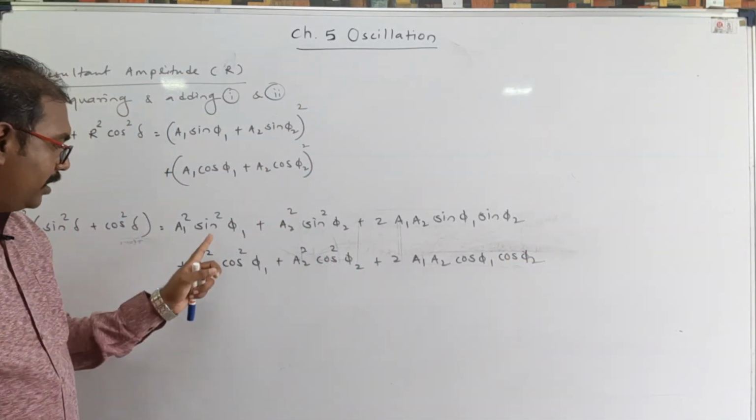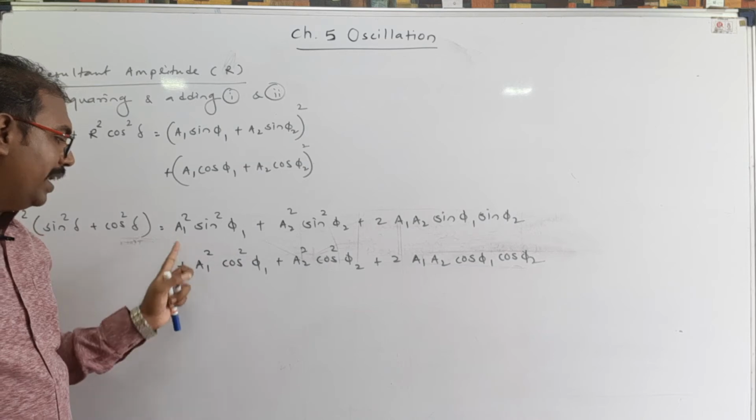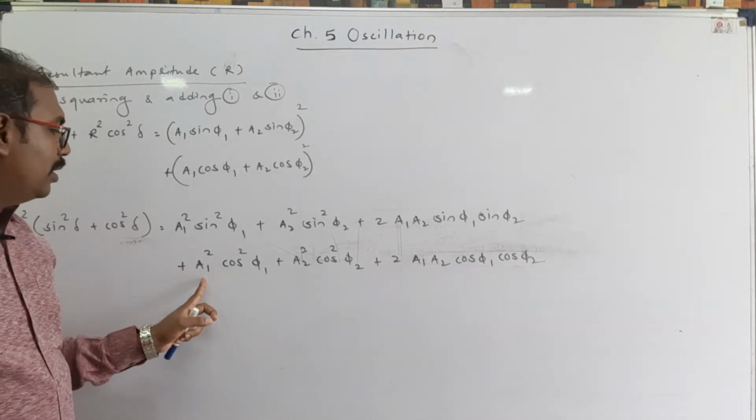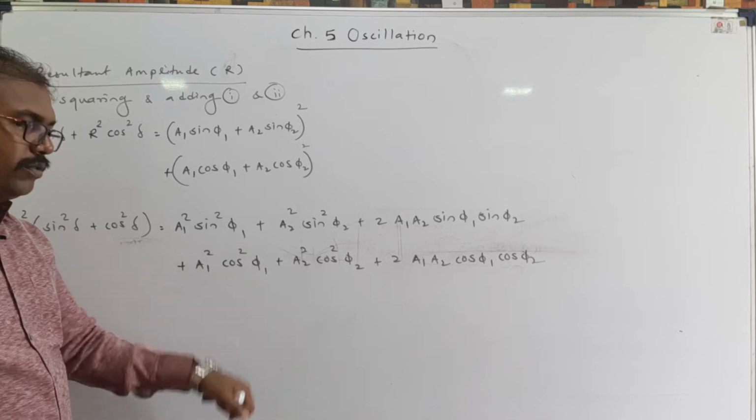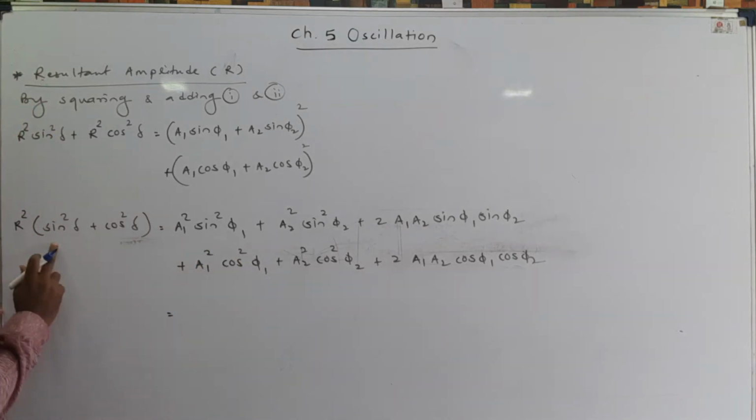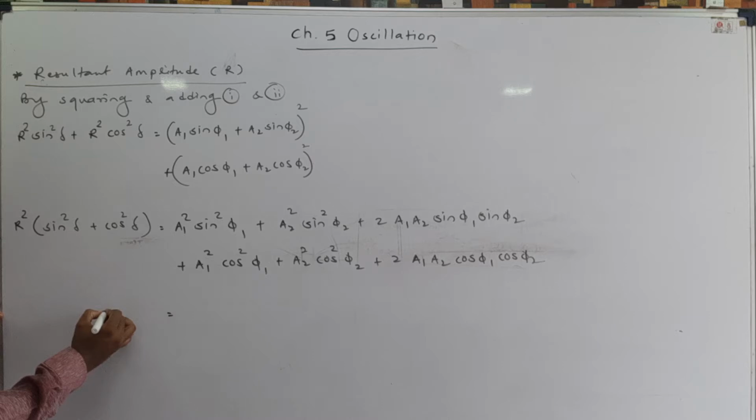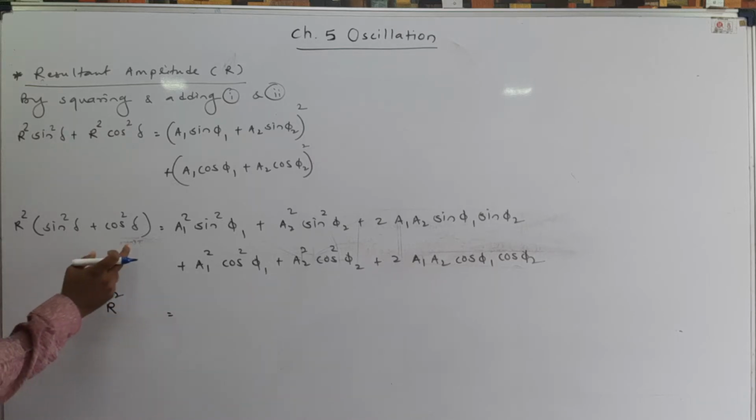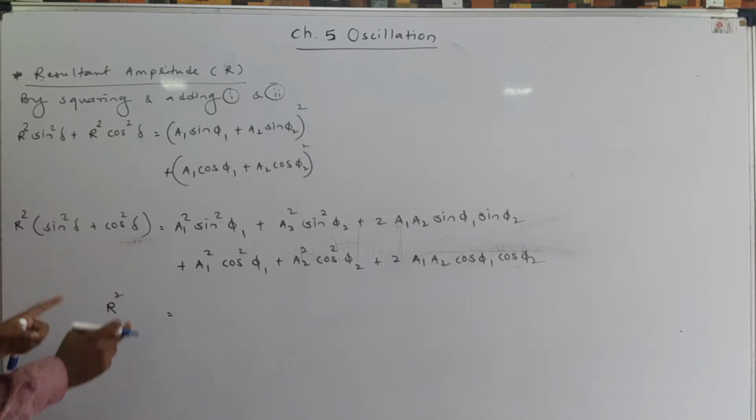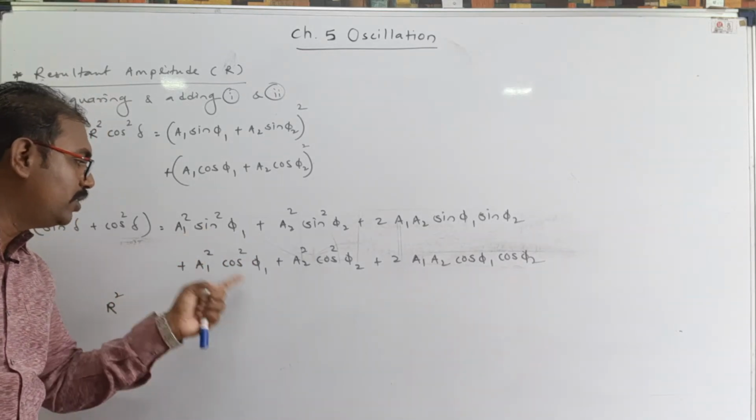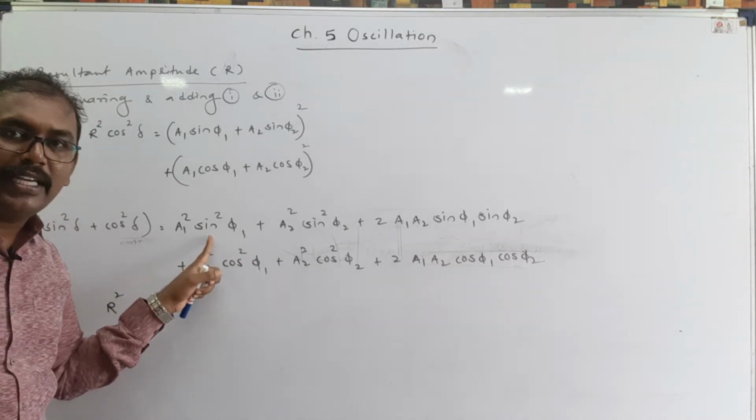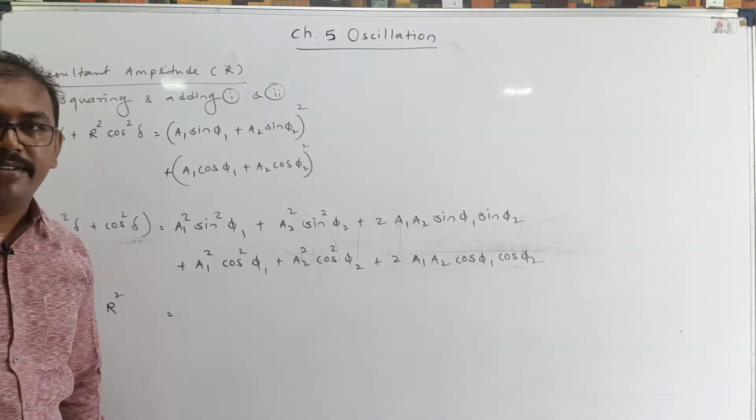Then after that, in this term and this term we can take A1 square common. Then in a bracket we get sin square phi 1 plus cos square phi 1. Now you know that sin square delta plus cos square delta is 1, so R square is what I have written, and this is coming 1. In a similar manner, when we take A1 square common from these two terms, then in a bracket we get sin square phi 1 and cos square phi 1.